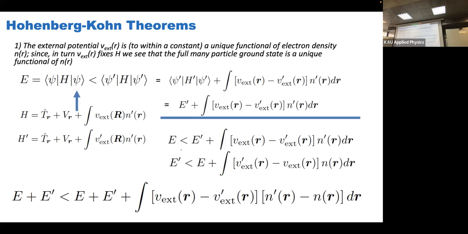Maybe I missed something. Maybe I missed the same equation, but where I have E plus E prime more than E plus E prime plus this integral. Okay. And in that way, it can be true only if n prime equals n(r). Yeah. Okay. This looks not so hard.